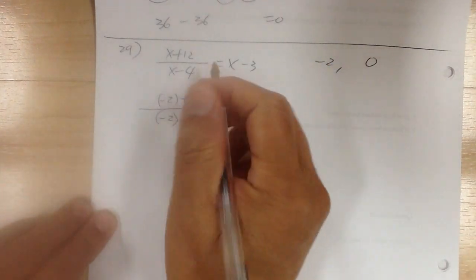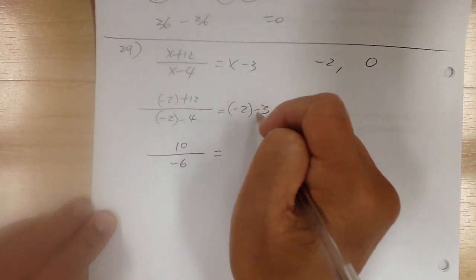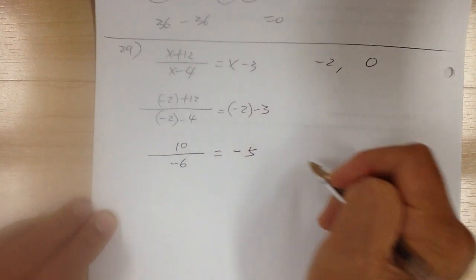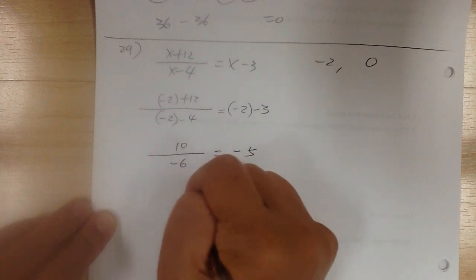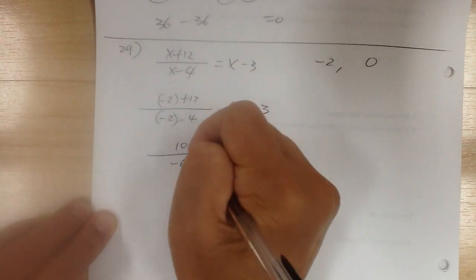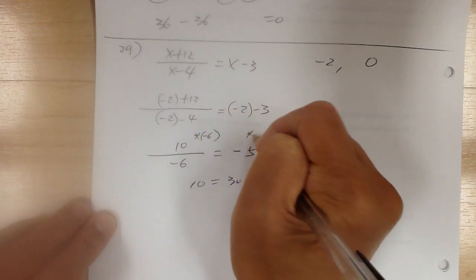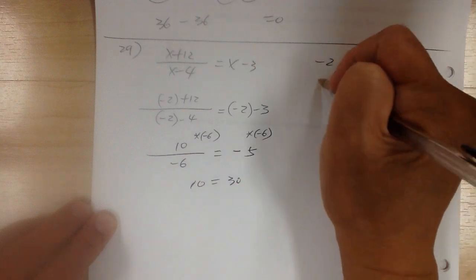Okay, so from here you're going to get 10. Over here you're going to get -6 equal to -5. So obviously this is not going to work, because if you cross multiply, you got 10 equal to 30, right? Again, you multiply by -6. Okay, multiply by -6 to undo the fraction. And so this is no.